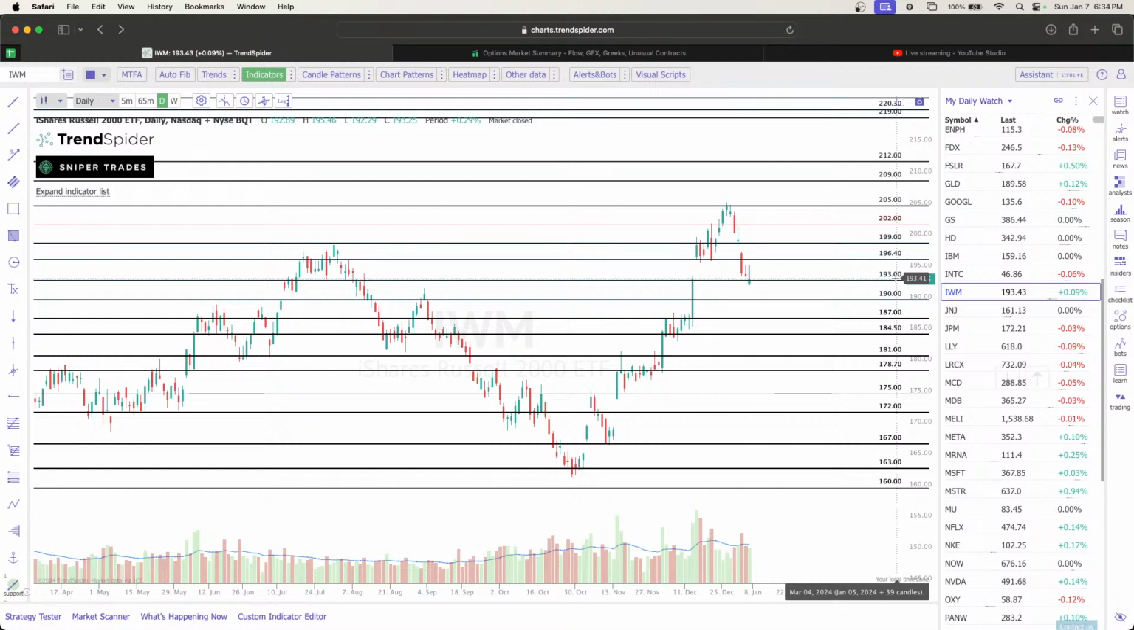All right, I think Alex turned off my screen for some reason. Anyway, 193 is the level that I'm looking out for, and 196.50 to the upside and 190 to the downside. These are my two targets that I'm keeping an eye out for. So these are the three levels that you want to look for on IWM this week.